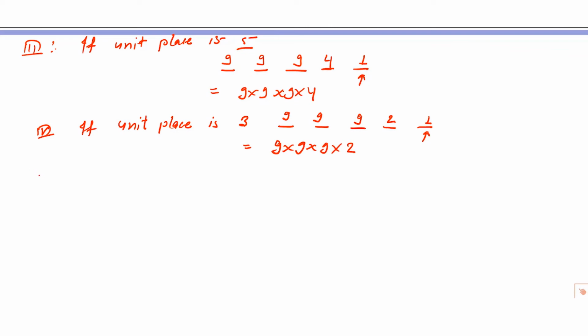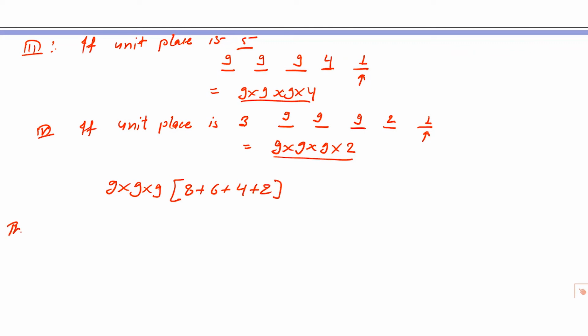So total number of odd numbers will be, by the addition principle, the sum of all these 4 cases. So it will be 9 into 9 into 9, which is common to all 4, and the remaining will be 8 plus 6 plus 4 plus 2.